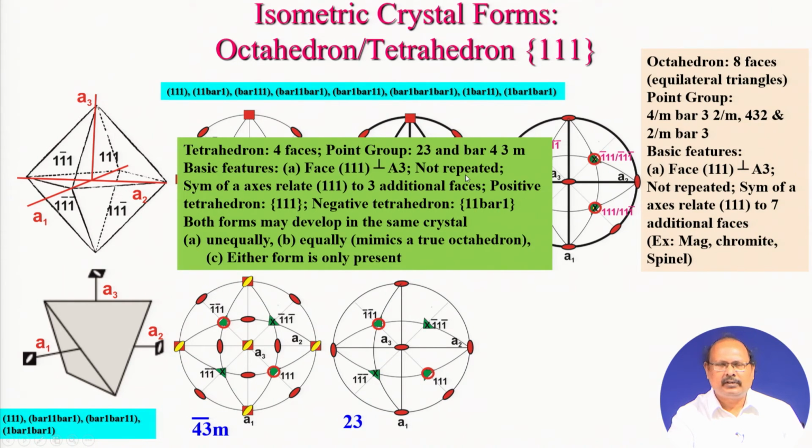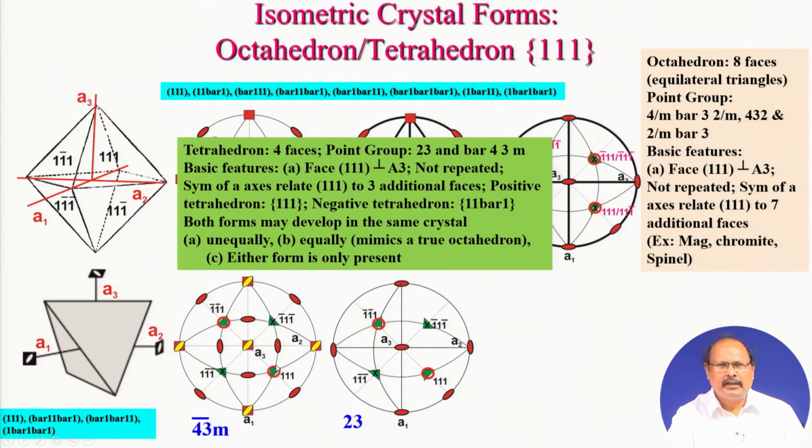And as we have discussed in the case of the octahedron, because this face is perpendicular to the A3 axis, the A3 axis will not act upon this, and it will be essentially acted upon by the symmetry of the A1 and A2 axes. Now, what is important here is that if you have 1 1 1 as the general form symbol here in the tetrahedron, we call this the positive tetrahedron.